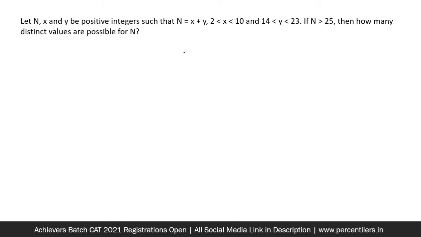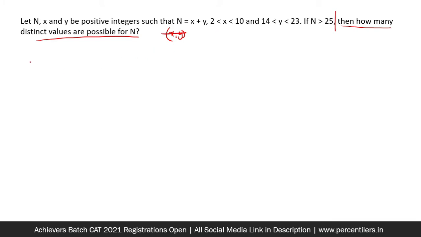Now, in a weird, funny way, I have heard a lot of people telling me that they spent a lot more time on this question than required, because when they started reading the question, up to this point they read carefully, and after that they did not read carefully and they started working. After they worked out everything, they got to know that the question is just asking the distinct possible values of n and not the pairs of x and y, and people went on finding the different pairs of x and y.